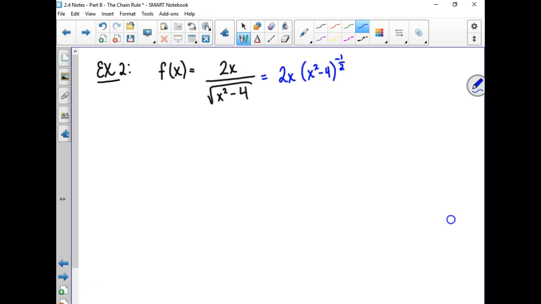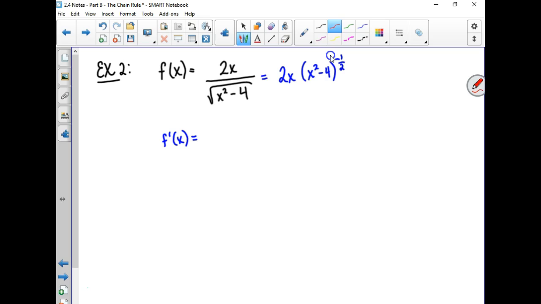And that way, I don't have to do a quotient rule. I just do a product rule. Right? I've just moved this x squared minus 4 up to the top, and rather than having a 1/2 exponent like it does in the denominator, I made it a negative 1/2, so I could move it up to the top. So then, whenever I take the derivative, I just have to do product rule and not the quotient rule.